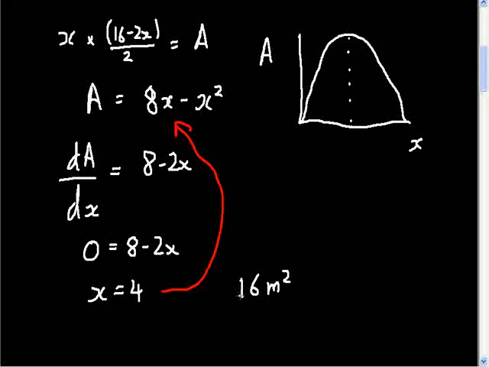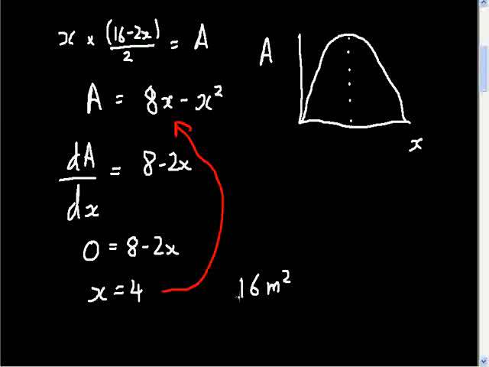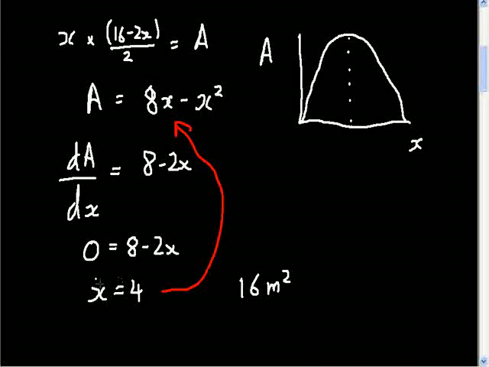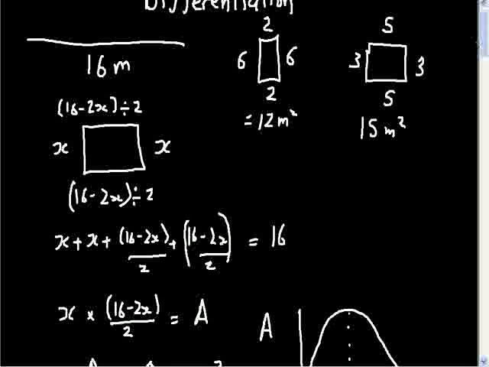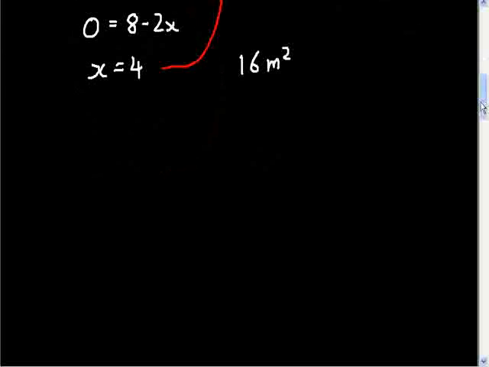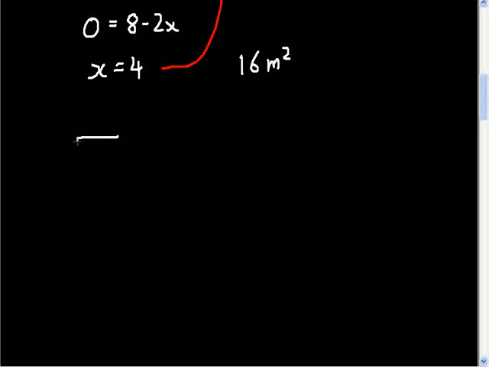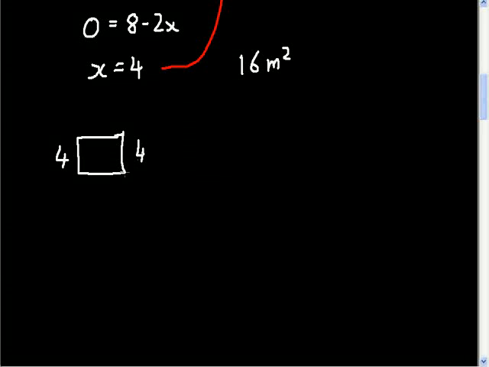But what dimensions of the fence would I have for this area? If one side was equal to 4, let's work that out. If this was 4, the other side will also be 4, so I have 8 meters. Remember I told you that I have 16 meters of fencing to play with.